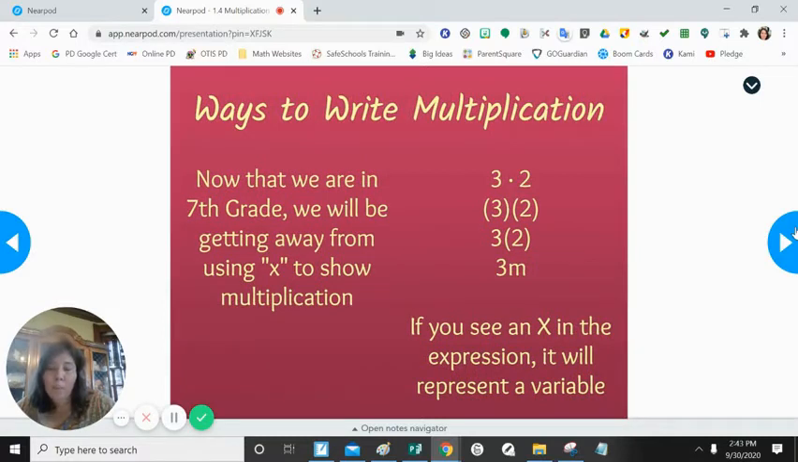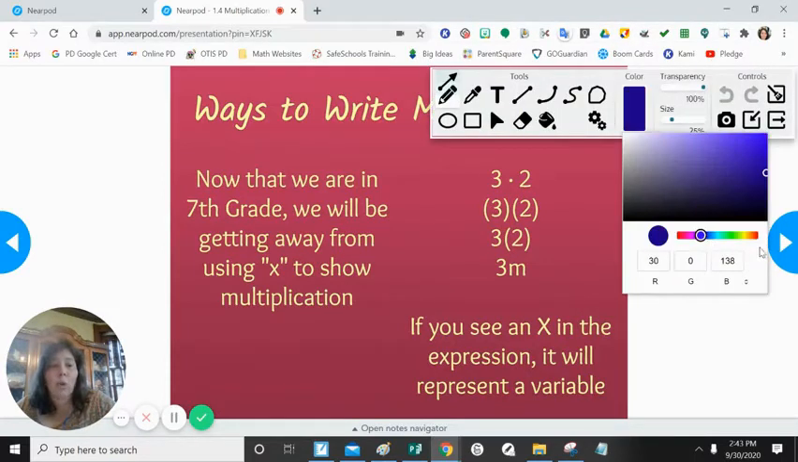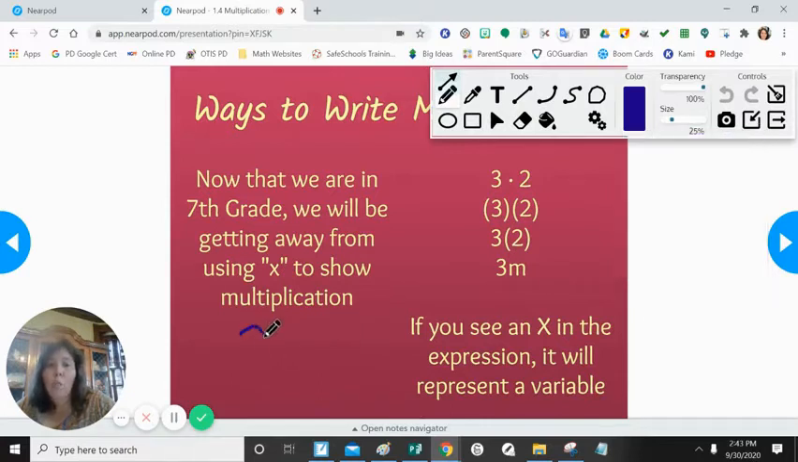Since we're talking about multiplication, I want to remind everybody that there are different ways of writing a multiplication problem. We are getting away from actually using the x when we talk about multiplication. So no more will we be writing 3 times 2 using that x. Instead, we're either going to use a circle, or on our keyboard we can use the asterisk, which is Shift 8. We can put both factors in parentheses, or we can put only the second factor in parentheses. So those are all ways to show multiplication.